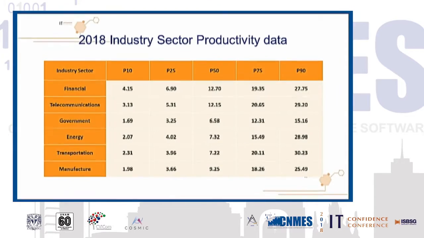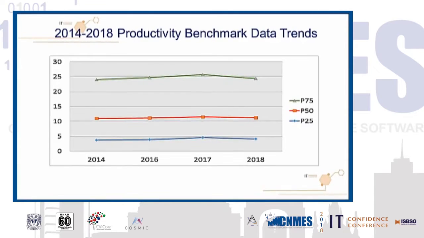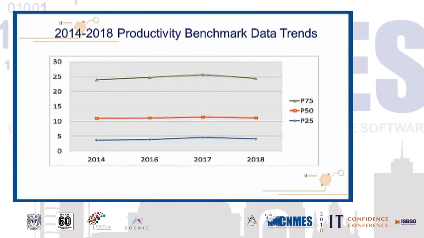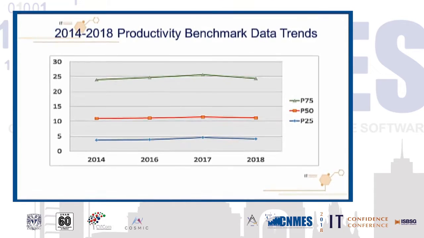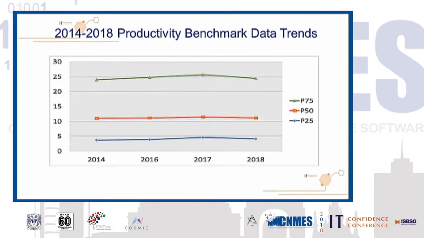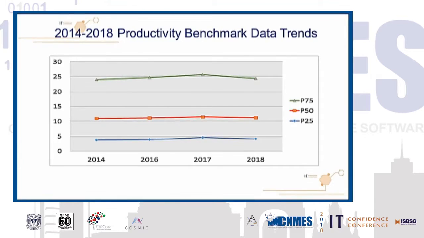And the next one is the energy, the transportation and the manufacture. You can see the data of the annual one, from the range of the 10th percentile to the 19th percentile, okay? And the next one, you can see in the past 4 years, we have the productivity benchmark data trends. And we just discussed something. You can see that it's at the peak of the last year. And this year we involved the March project with maybe the agile and with the application, which led the data to drop.